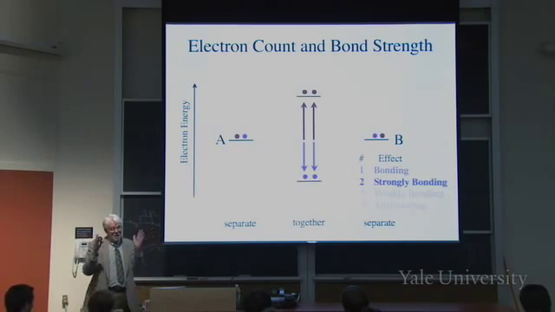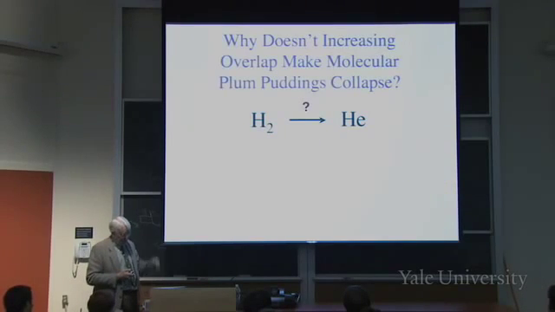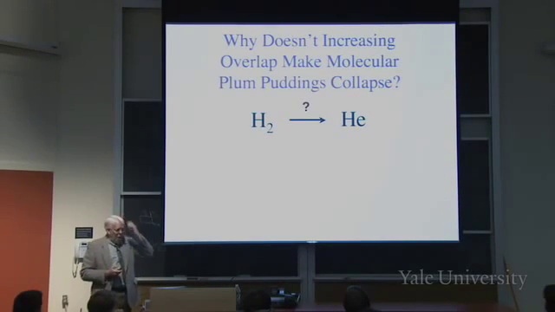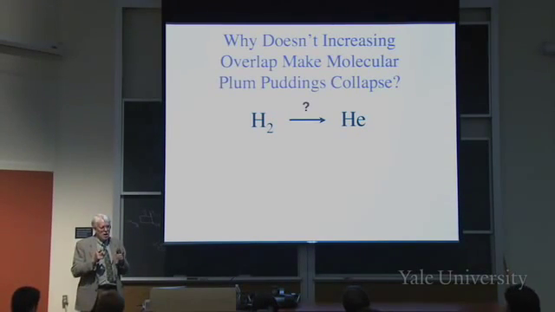But as soon as you get overlap with helium, it's repulsive when you start to split these levels. Okay, now, let's look at the other end. Why doesn't increasing overlap as you bring things closer together make these plum puddings collapse? The electrons are getting more and more stable as you increase the overlap by bringing things closer together. So why doesn't it just collapse?